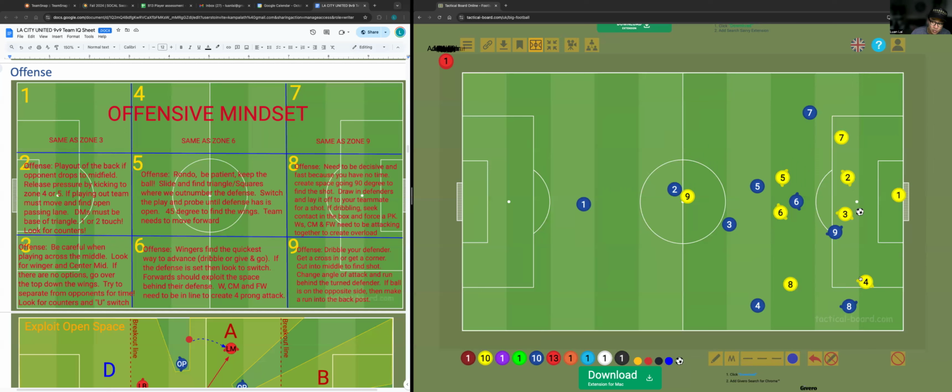Their formation is 1, 2, 3, 4. Our formation is 1, 2, 3, 4. But in doing that, you isolate a situation where this becomes a 2 versus 1.